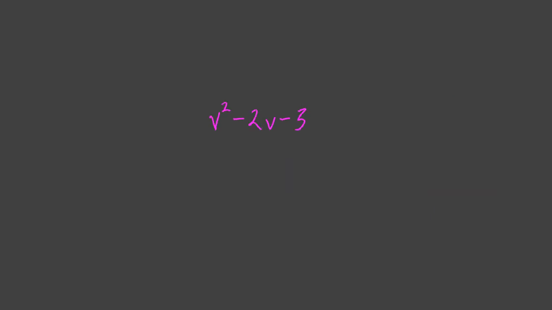v squared minus 2v minus 3. So negative 3. 1 and 3 are the only factors. Looks like 3 is going to have to be negative if we want to add to negative 2. So v plus 1, v minus 3.